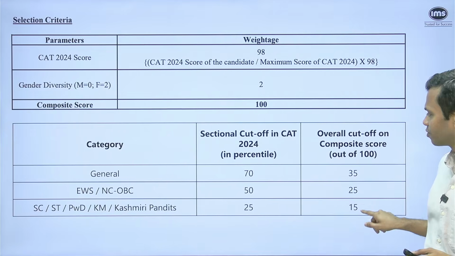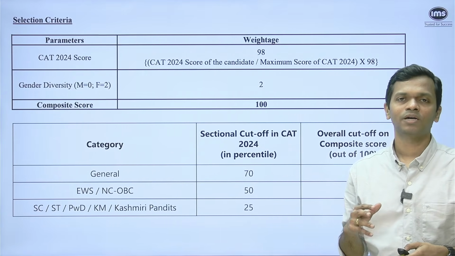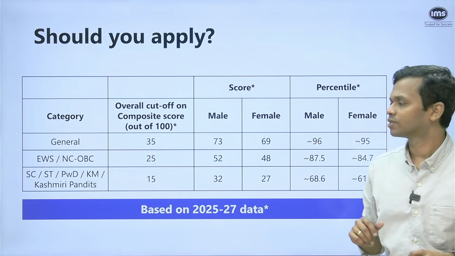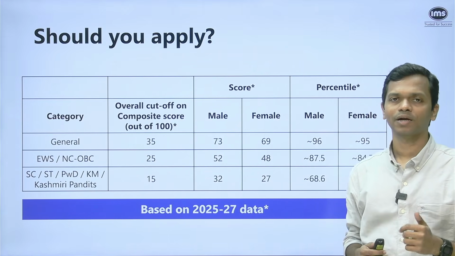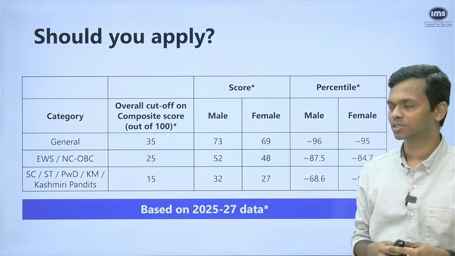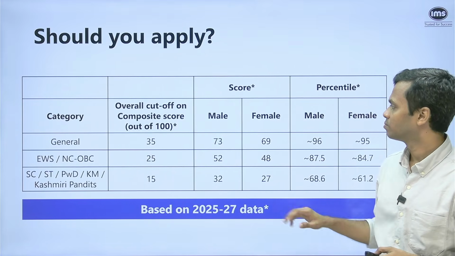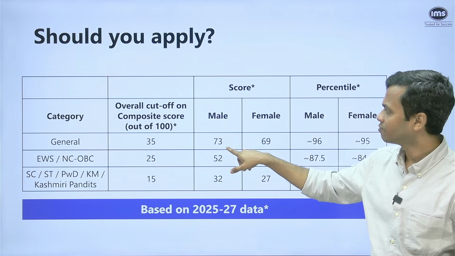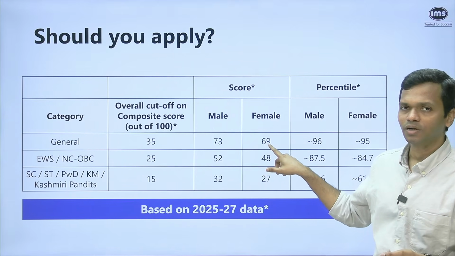So 35, 25, 15. But because this is a composite score, we can always back calculate, right? And that will help us decide whether you should apply or not. So let's have a look at that. If you were to back calculate this 35, 25 and 15, because the scoring mechanism is given, in terms of score in CAT 24, because again there is a differentiation between male and female, it would have been 73 for male and 69 for female for the general candidates.